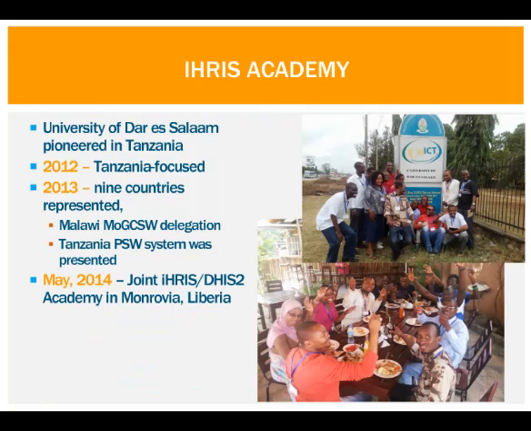Another innovation that Tanzania provided was the iHRIS Academy. And the University of Dar es Salaam team, some of whom you will be meeting today during their presentation, pioneered this academy. In 2012, it was quite Tanzania-focused, supporting a large number of stakeholders working with iHRIS in the country. In 2013, more than 9 countries attended, including a large delegation from the Malawi Ministry of Gender, Children, and Social Welfare. The Tanzania parasocial worker system that had been adapted by the team was presented to the Malawi delegation and the rest of the attendees at the iHRIS Academy.